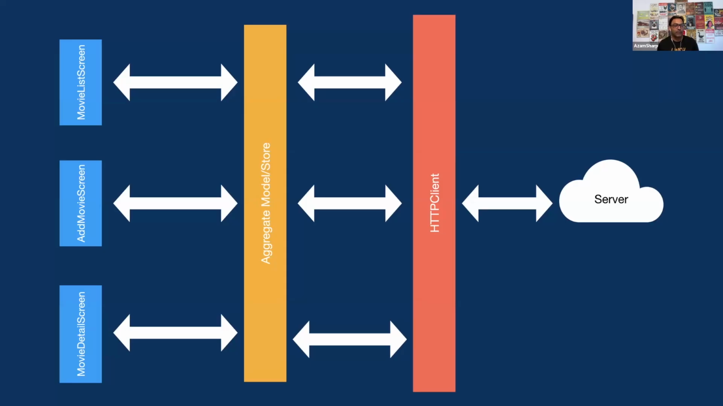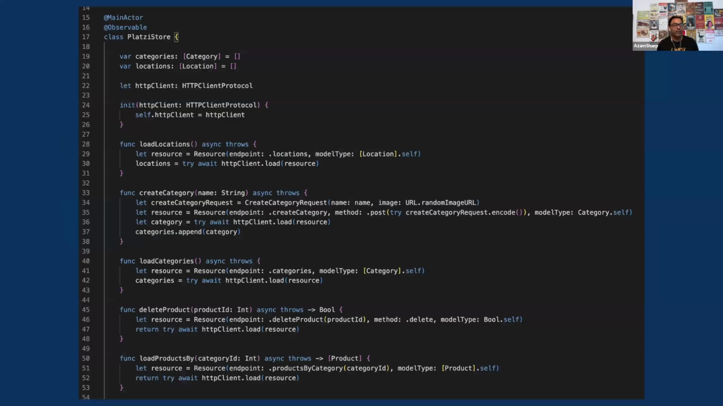A store or something, aggregate model store, whatever you want to call it, is more of a one source of truth that can provide you data to multiple views. Now, for a small or medium-sized application, you can just create one store like Platzi store, and that can manage the entire state of the application. That's perfectly fine.